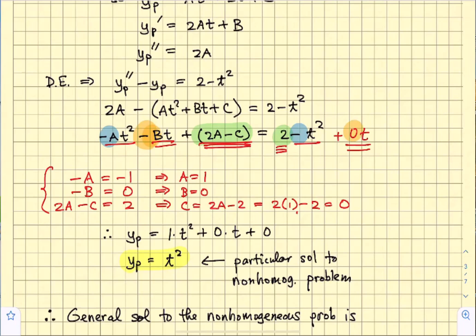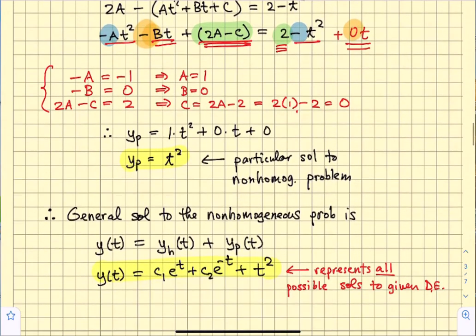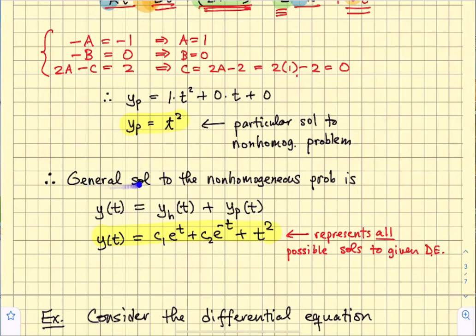So this is a particular solution to the non-homogeneous ODE. Let's make sure that we answer the question that was asked. We were trying to find the general solution to the non-homogeneous problem. So from our theorem, our y of t should be yh plus yp. Yh was c1 e to the t plus c2 e to the minus t. Our yp, which we just found from the method of undetermined coefficients, was t squared.